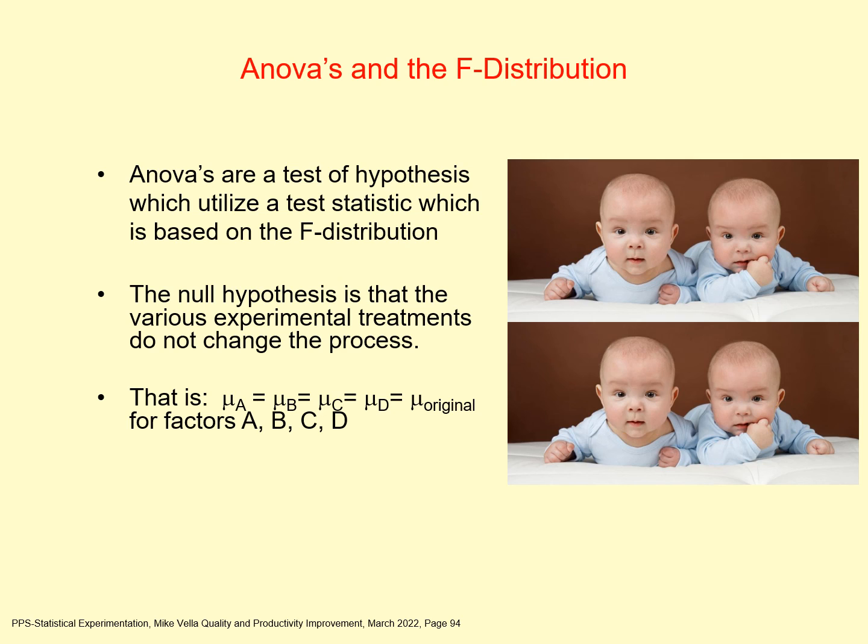The null hypothesis is that the various treatment values do not change the process. That is, that the average of A equals the average of B, which is the average of C, which is the average of D, which is equal to the original. That is the null for factors A, B, C, and D. Everything's equal. That's the null hypothesis.